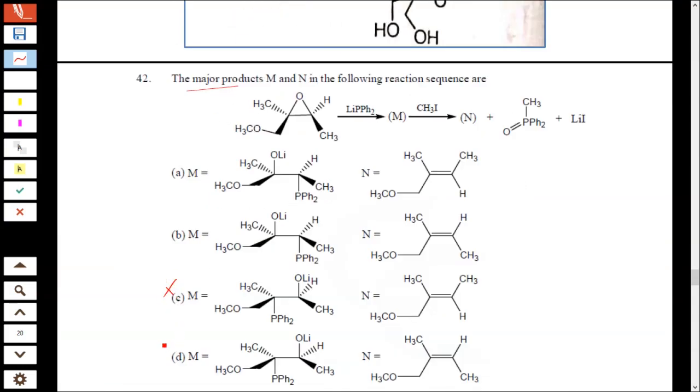Options D and C were ruled out. Between options A and B, option C is a trans compound. Option B is a trans compound, hence option B was ruled out. Option A is a cis compound, hence option A is correct.